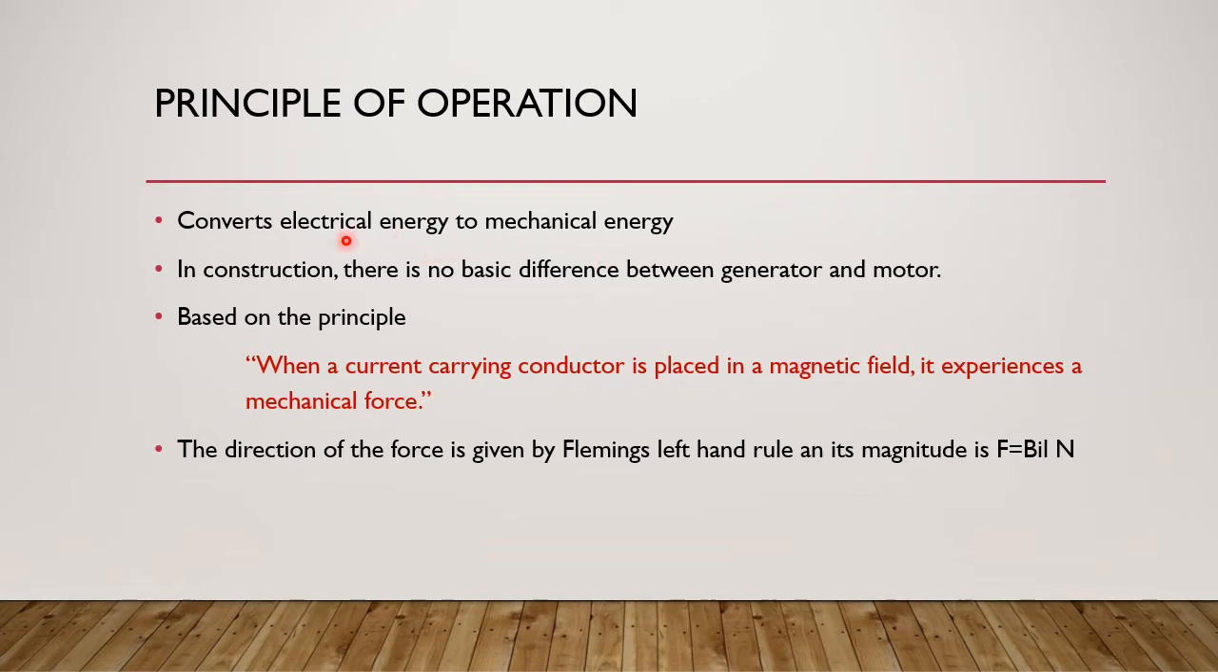So the input is electrical. The whole construction, armature, the poles, field poles, all are same. In a generator, we are giving mechanical input, so a conductor is placed. We are rotating the conductor in the magnetic field. So according to Faraday's law, an EMF is induced, so we are getting electrical output.